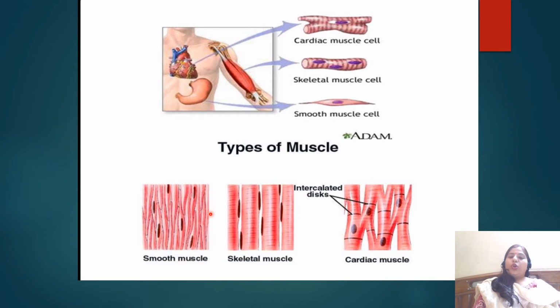So you have to draw and practice the diagram of the muscle fiber and the difference between the three types of muscle fiber: smooth muscle, skeletal muscle or cardiac muscle, or you can write them as unstriated muscles, striated muscles and cardiac muscle. And another difference which can be asked is voluntary muscles and involuntary muscles. So we have understood that skeletal muscles are voluntary muscles. Smooth and cardiac muscles are involuntary muscles. Right?